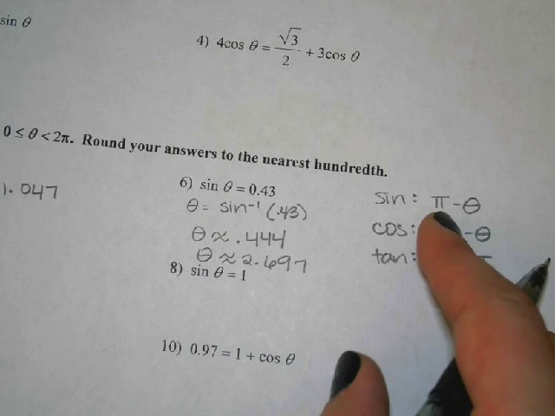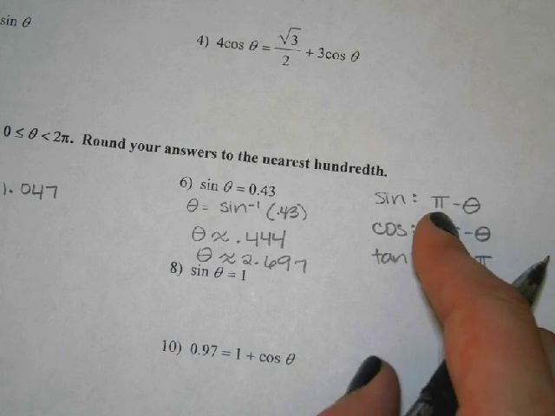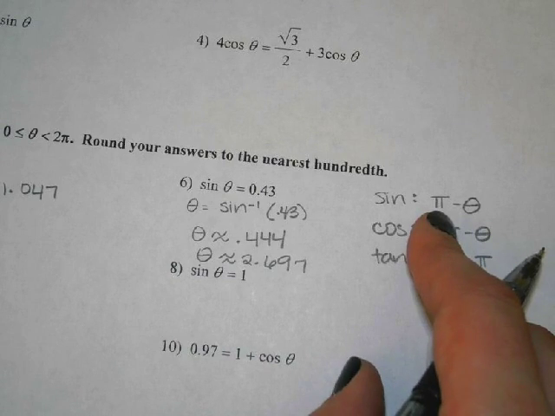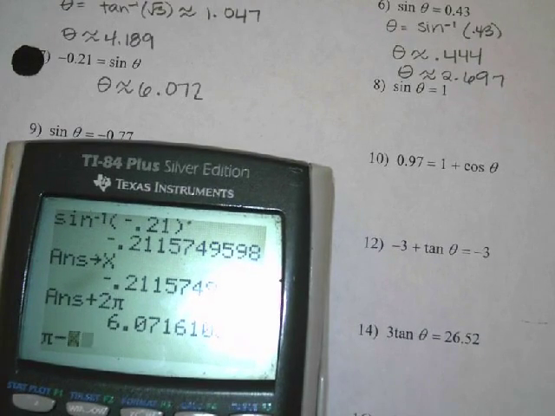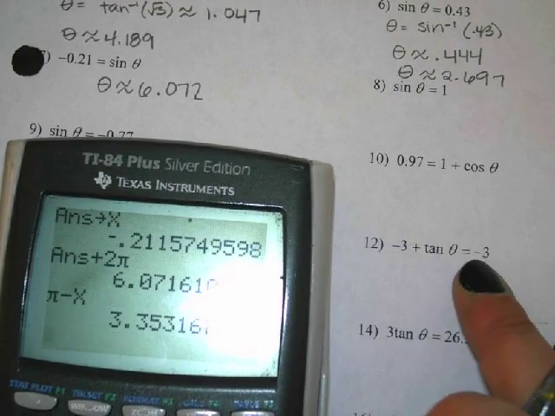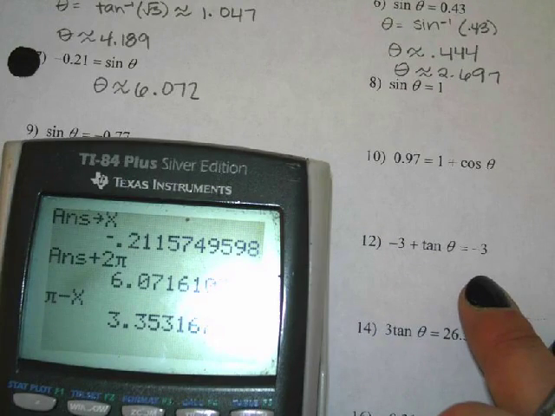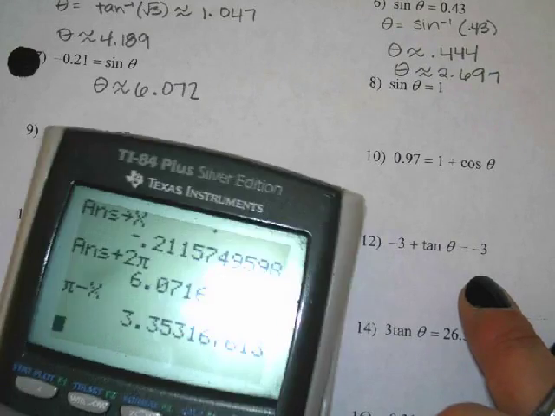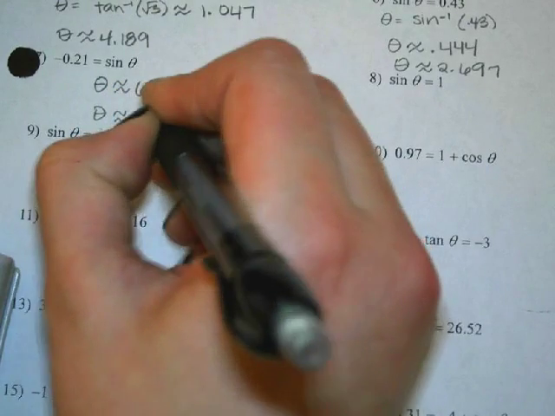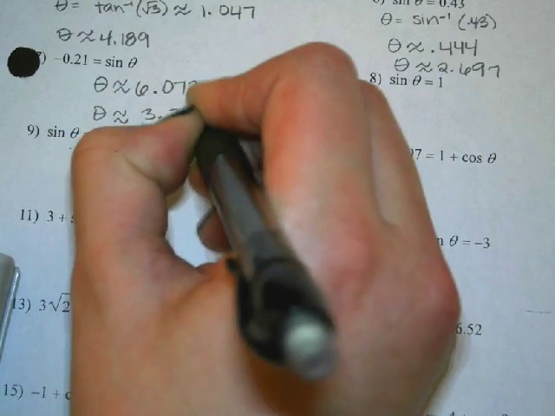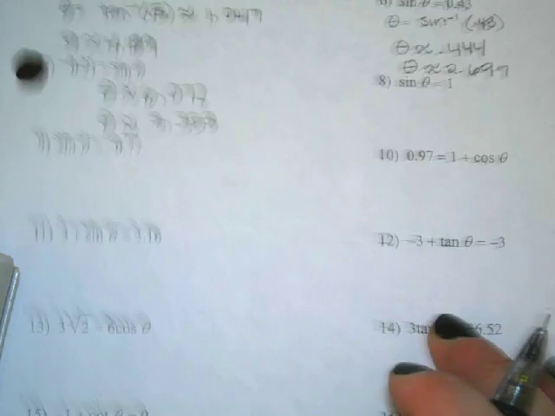Pi minus the first decimal that I got. And the first decimal that I got is what I stored in my calculator as x. So now we can go back just like we did before, and we can do pi minus x. And so we get 3.353. Do we see how we did it even though there was a little hiccup in the beginning of the problem? Okay with that? So second theta is 3.353.